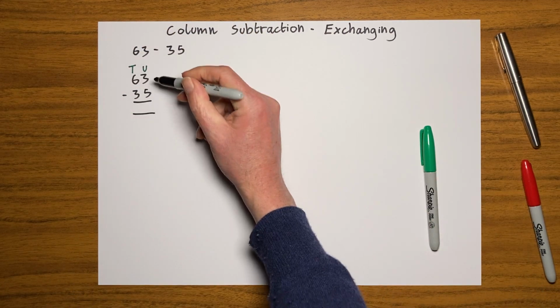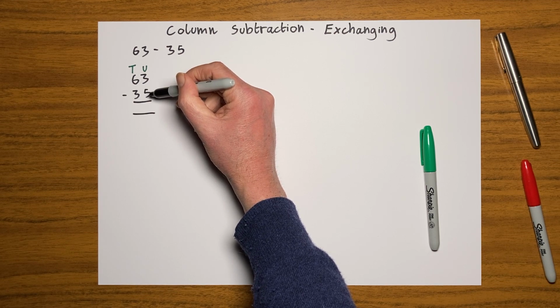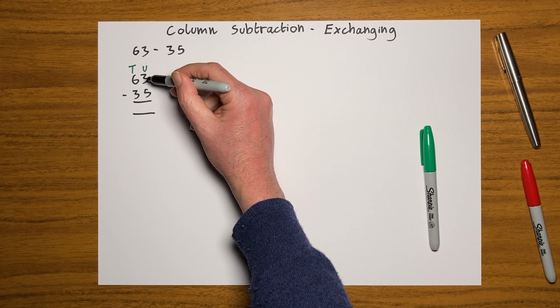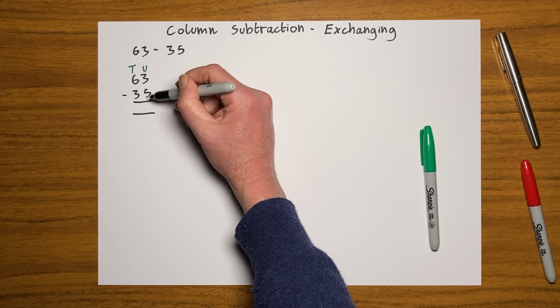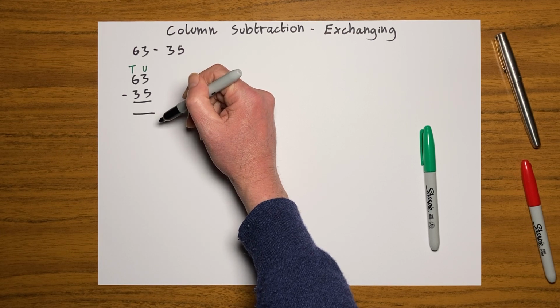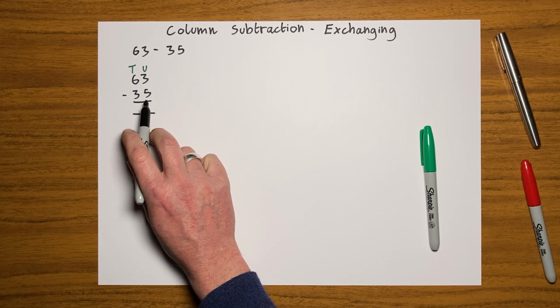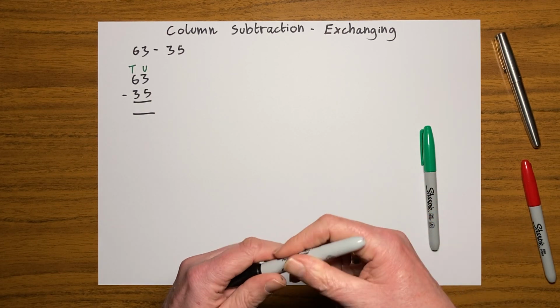But what happened was I went 3 take away 5. I thought that's a bit odd because 3 is smaller than 5. So how can I take 5 away from 3? Now, some people just think, oh, I'll just swap it around and go 5 take away 3. But that won't work. It's really important I always take the bottom number away from the top number. So what am I going to do? Well, I'm going to show you what you do.